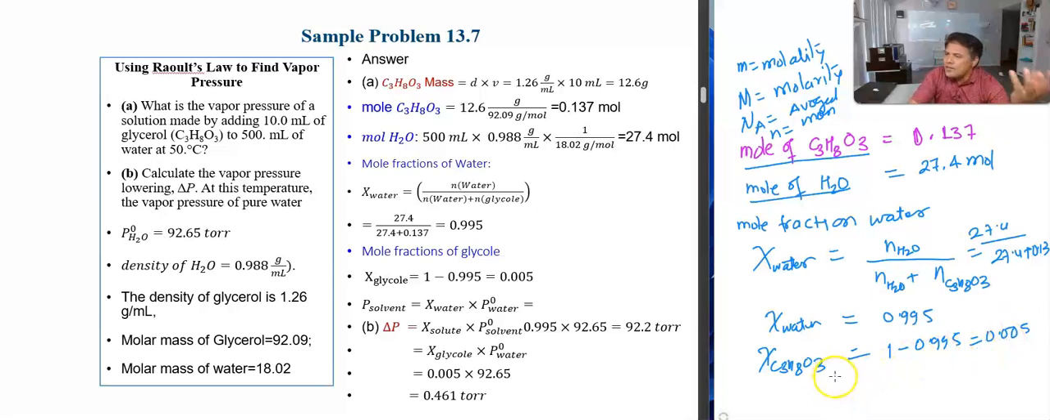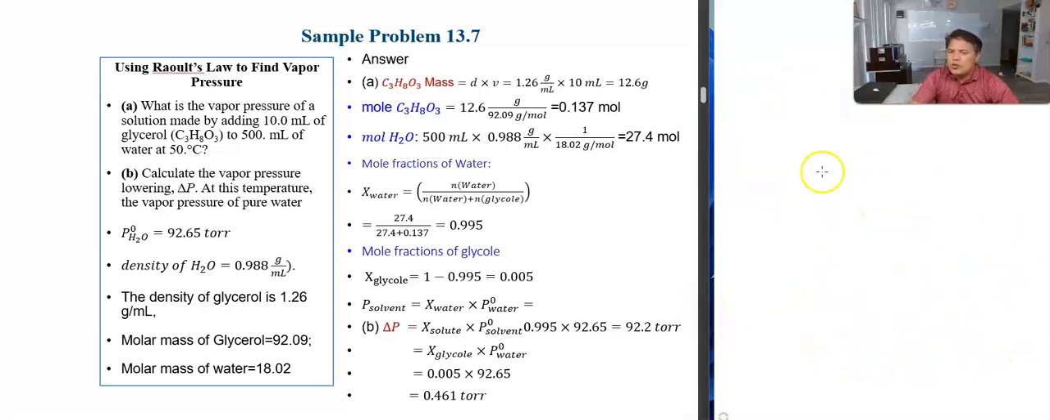If there is a mixture of 3, then you have to calculate the others also using the same formula. If you want to use the formula, then the mole fraction of C3H8O3 is equal to n of C3H8O3 divided by the total, and you will get that same number. So what is the pressure then? According to Raoult's law, pressure of the solvent is equal to the mole fraction of the solvent, water, times P naught of water. That is the pressure of the solvent after adding.